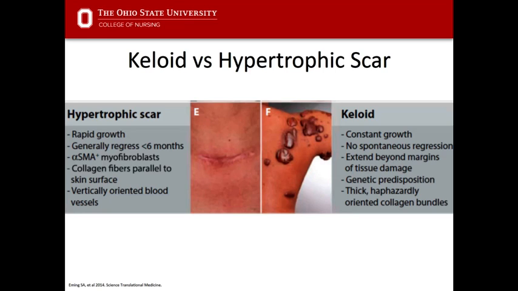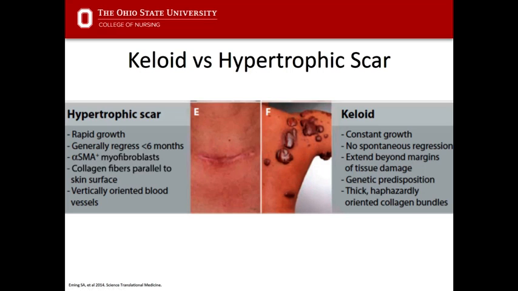Keloids tend to have constant growth. So you have your injury and then they just keep growing and growing. They don't regress, they just keep growing. They may grow slowly, some grow a little bit faster than others. They extend beyond the margins of that tissue damage. The tissue damage was superficial here, whereas these are large, bulbous growths. That's what it means by extending beyond the margins.